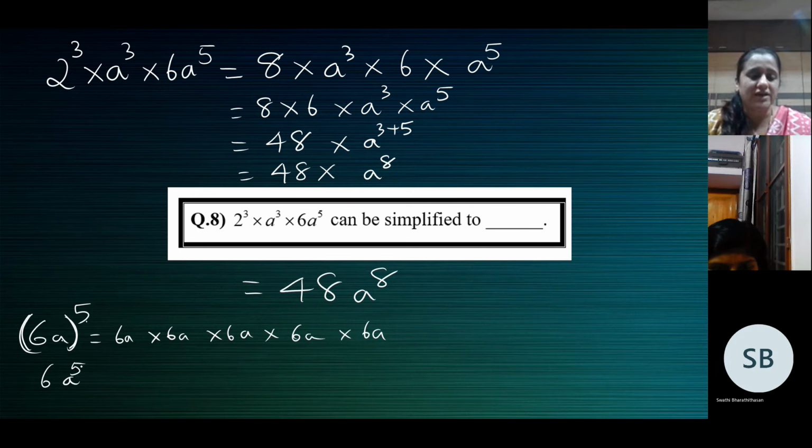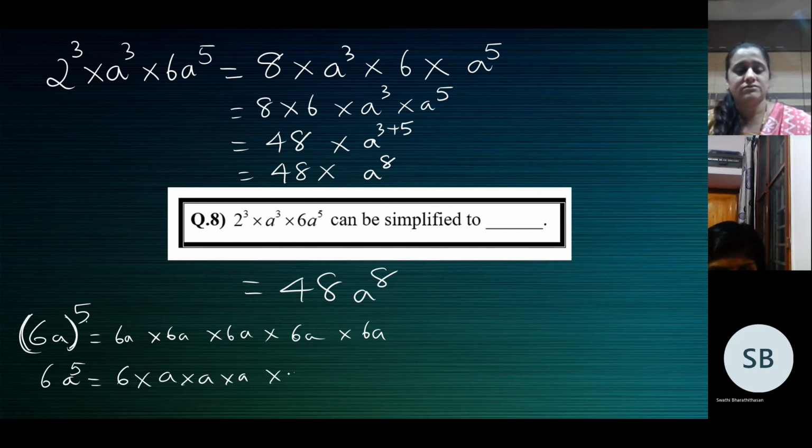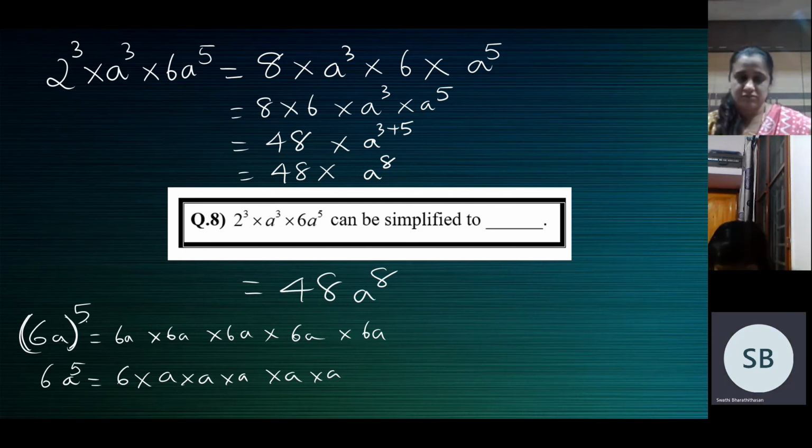That means the power 5 is only for a. It's not for 6. It's a power 5 into 6. So 6 happens only once, into a 5 times. A into a into a into a into a. Understand the difference? Yes, ma'am. Swati? Yes, ma'am, understood, ma'am.